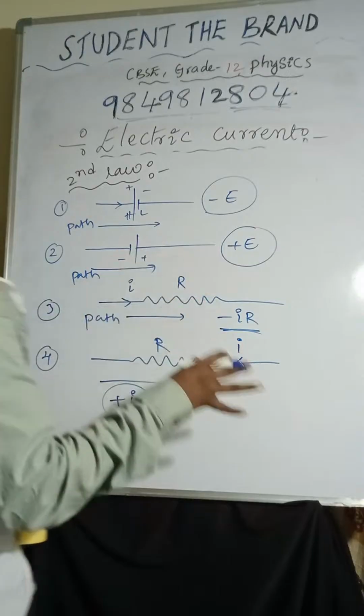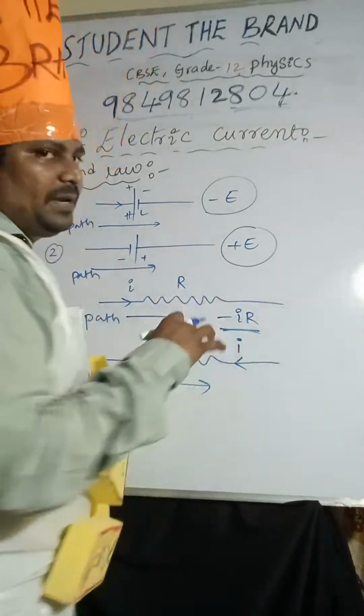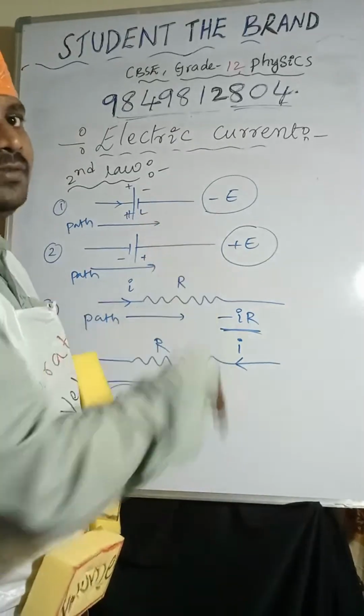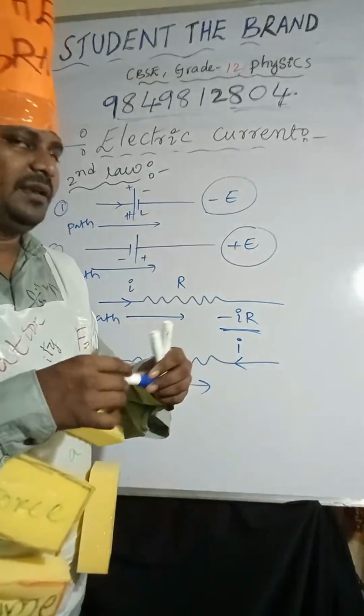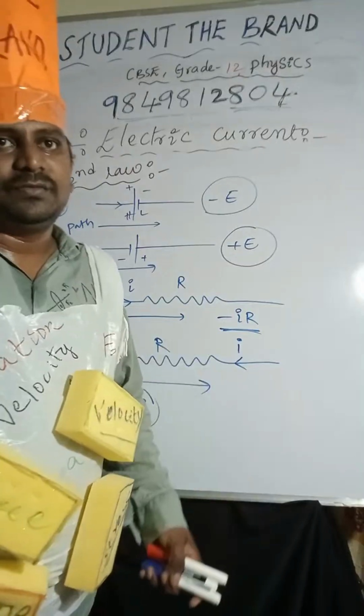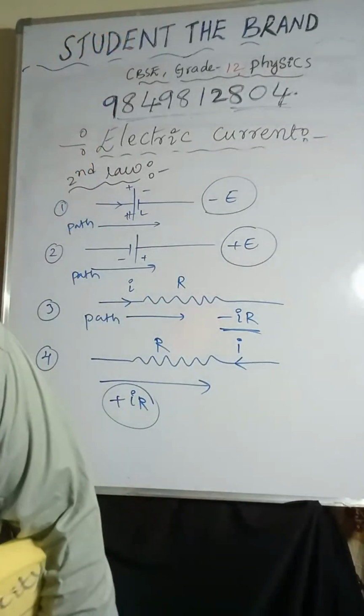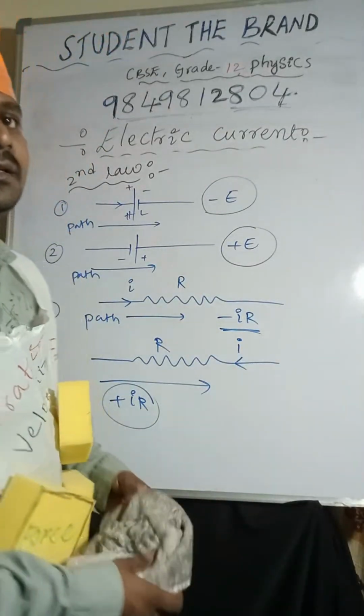So this is about the second law. We have to apply all these points when you are moving in a loop. Very, very important. Make sure that all these points are remembered. Then next.